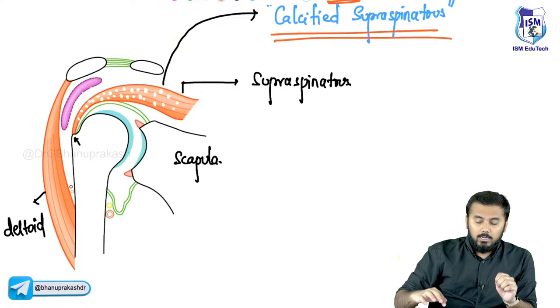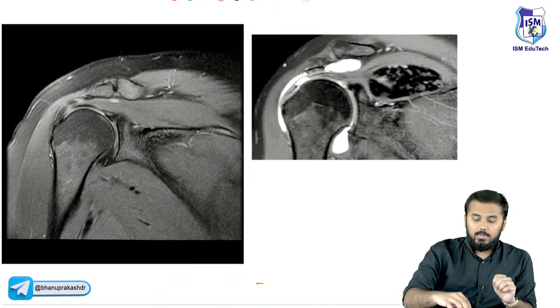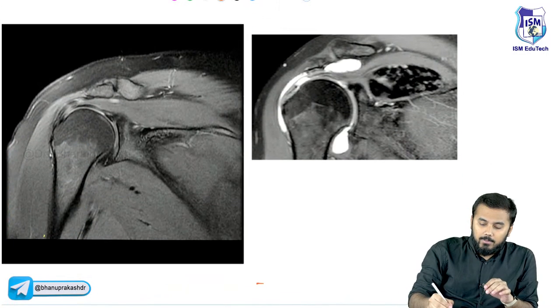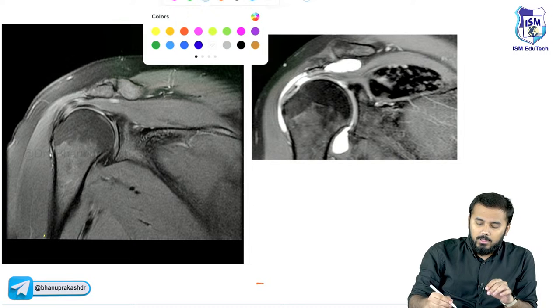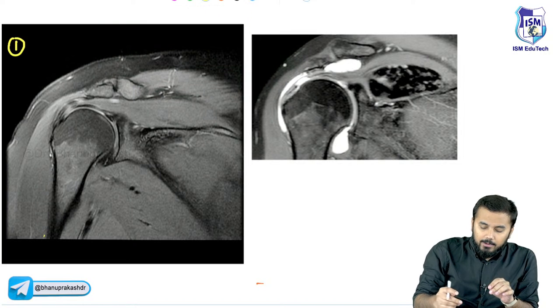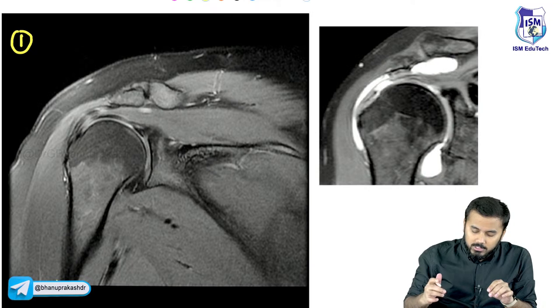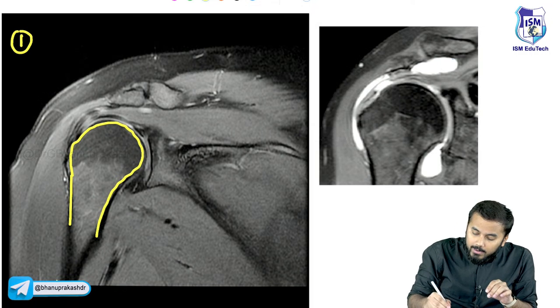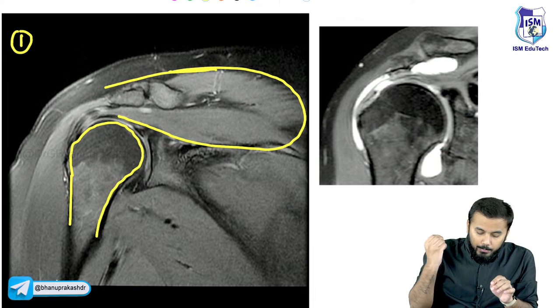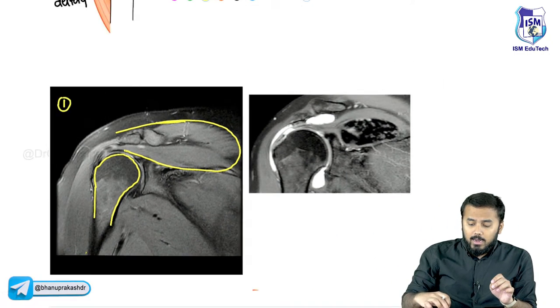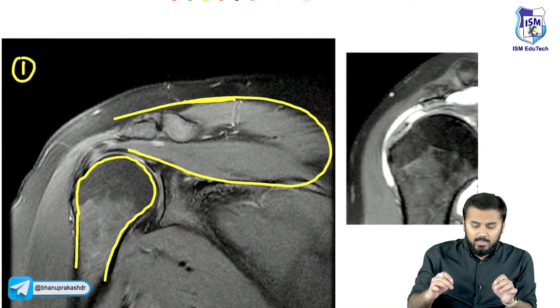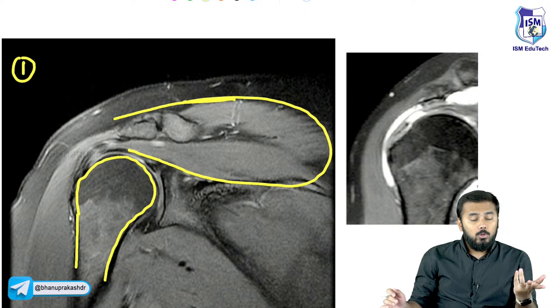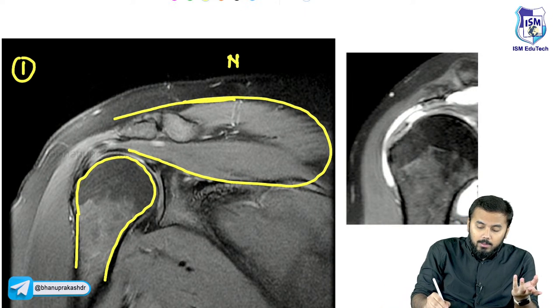So just look at these MRI scans here. Look at the first MRI scan. This first MRI scan, see this bone which I'm drawing is your humerus bone. Very clear, right? And this entire muscle which is present here, you see, this muscle is your supraspinatus muscle, right? Now, is there any bright white color thing which is located here? No. Matlab ye kya hai? Ye normal MRI scan hai.